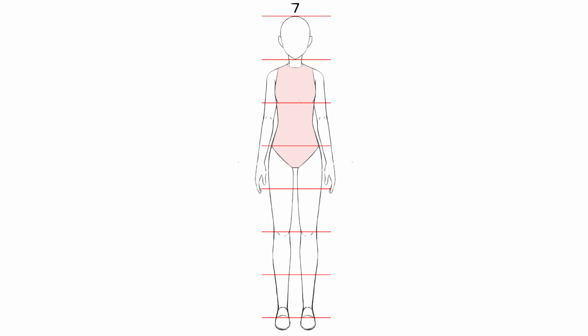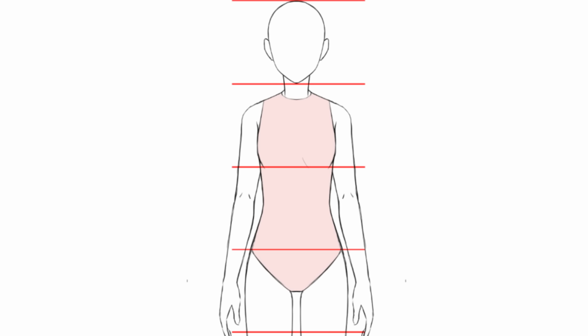Lastly, we have the adult body that is 7 heads tall. I would use this body for characters that are 18 or older. She now has a full hourglass shape and her hips are very defined and her chest is fully developed.